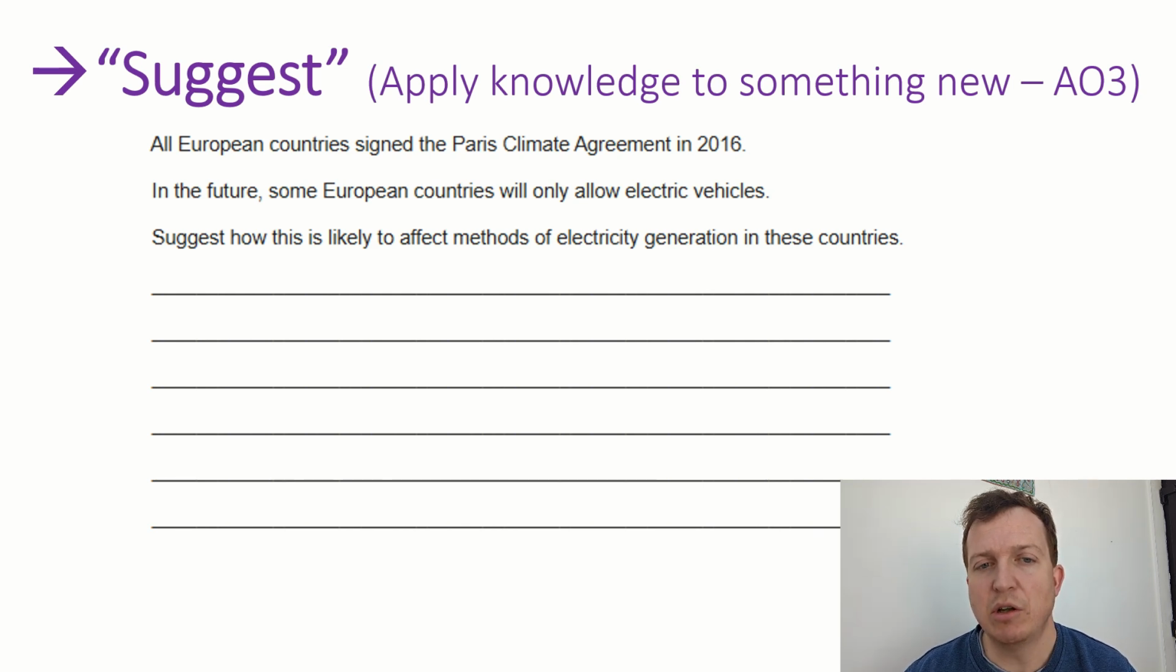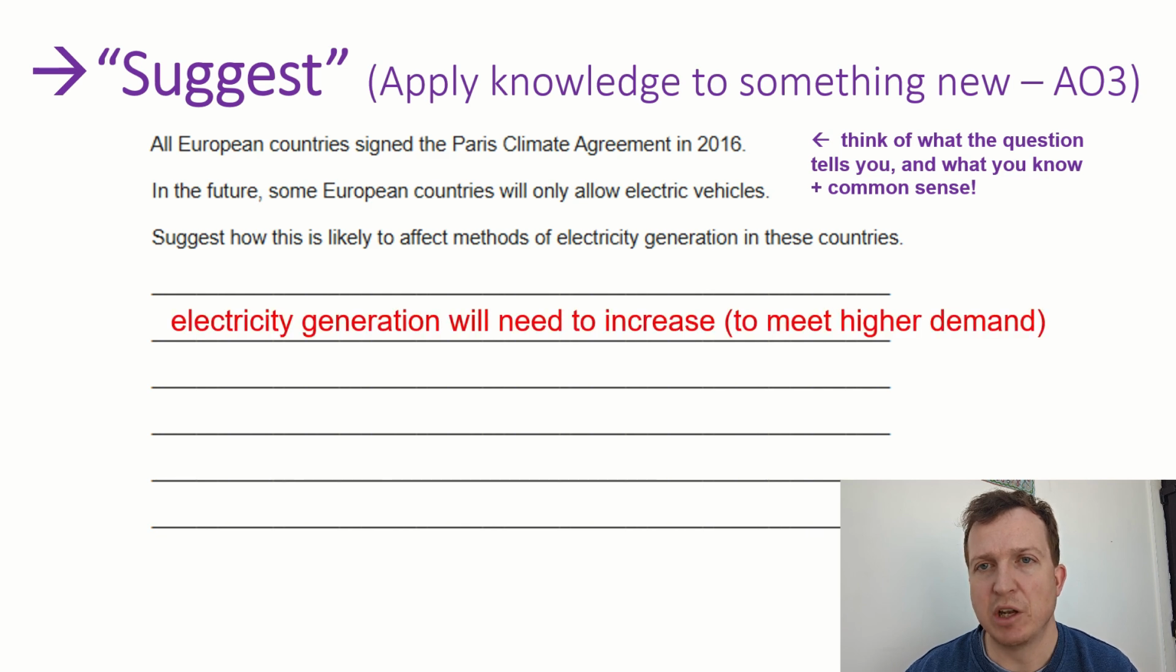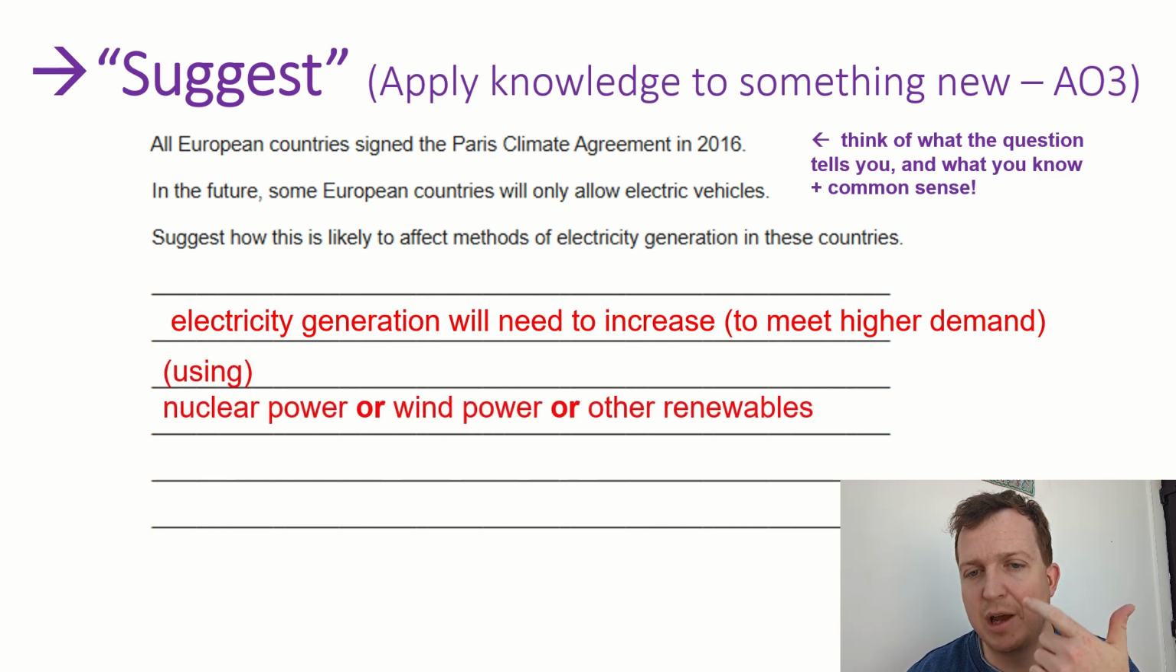So using our knowledge, we know a bit about climate change, so we can talk about what kind of methods of electricity generation would help that. So the obvious one that we need to do more of is to increase the amount of electricity we're producing overall, to meet the energy demand. How we do that is using something that doesn't emit greenhouse gases, so nuclear power, wind power, solar, whatever you want to talk about in this question.